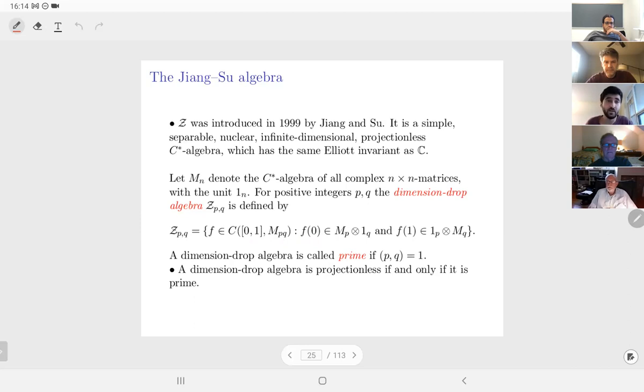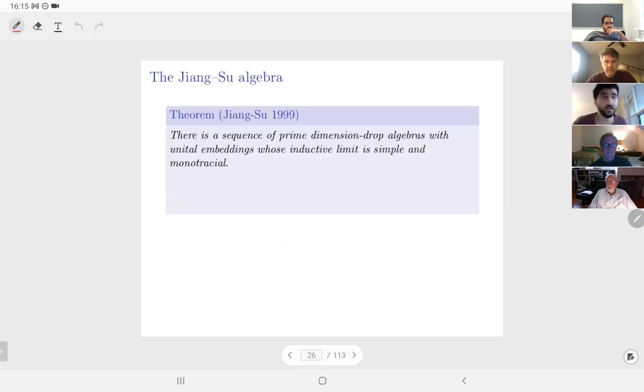And it's not that difficult to check that a dimension drop algebra is projectionless if and only if it is prime. Now, what Jiang and Su did in their original paper, they showed that there's a sequence of prime dimension drop algebras with unital embeddings whose inductive limit is simple and monotracial. So you have the sequence Z_{p1,q1}, Z_{p2,q2}, and so on. These are all dimension drop algebras. And the limit is a C-star algebra such that it is simple and monotracial. It has a unique trace.